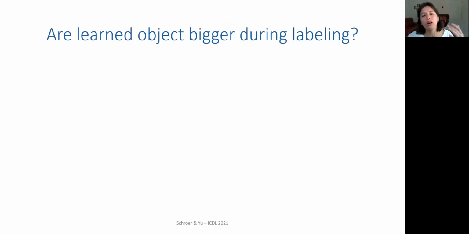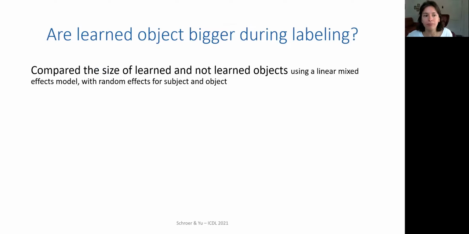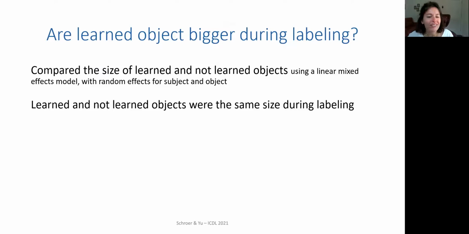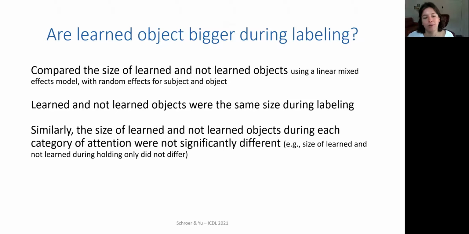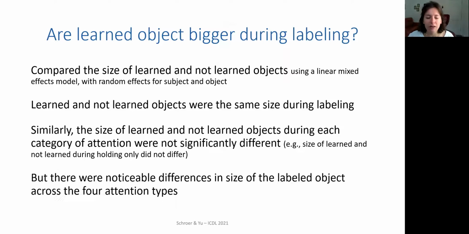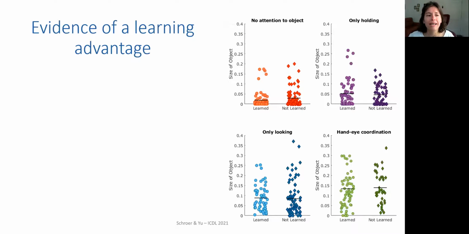And we asked, are learned objects bigger during labeling? And what we found is actually learned and not learned objects were the same size during labeling utterances. And more specifically, when we then looked at the size of learned and not learned objects during each of these attention categories, we also saw that there wasn't any significant difference. But we did notice that there were noticeable differences in the size of the labeled objects across the 4 attention types. So this is where we're seeing the evidence of a learning advantage.